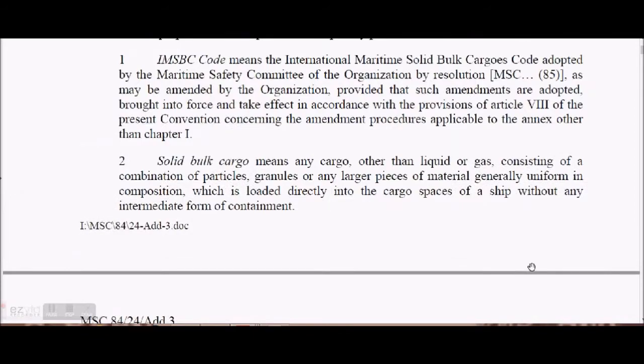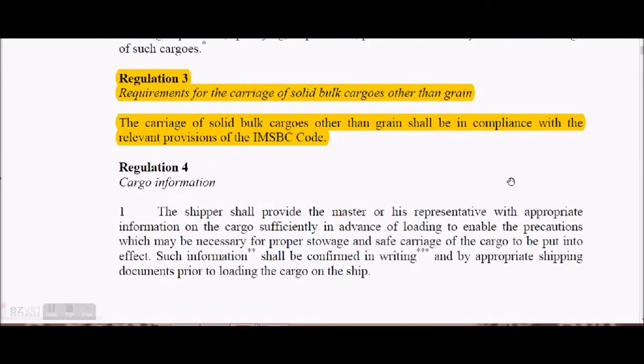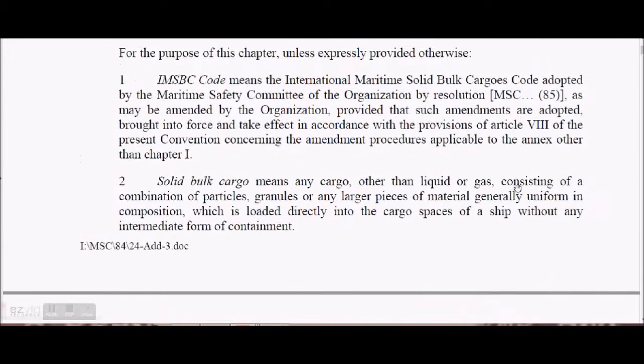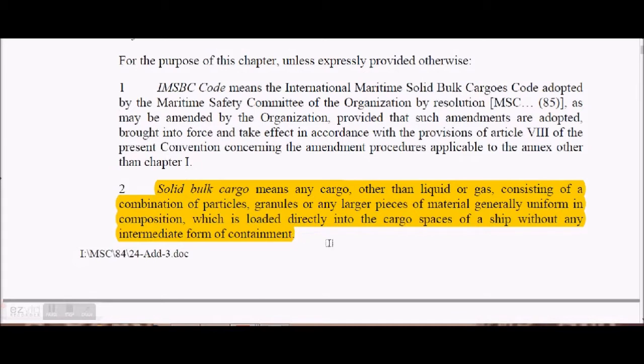Now the definitions are coming. Definition of solid bulk cargo. What is bulk cargo? It means any cargo other than liquid or gas, consisting of a combination of particles, granules or other larger pieces of material, generally uniform in composition, which is loaded directly into the cargo spaces of the ship without any intermediate form of containment. So this means that except liquids and gases, all other particles and granules come under solid bulk.